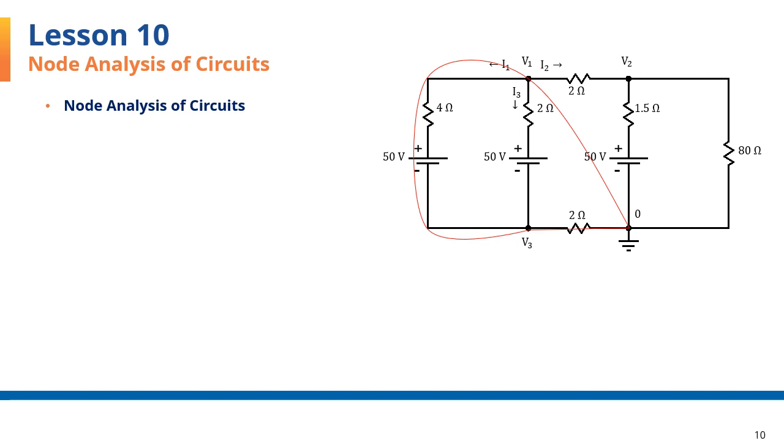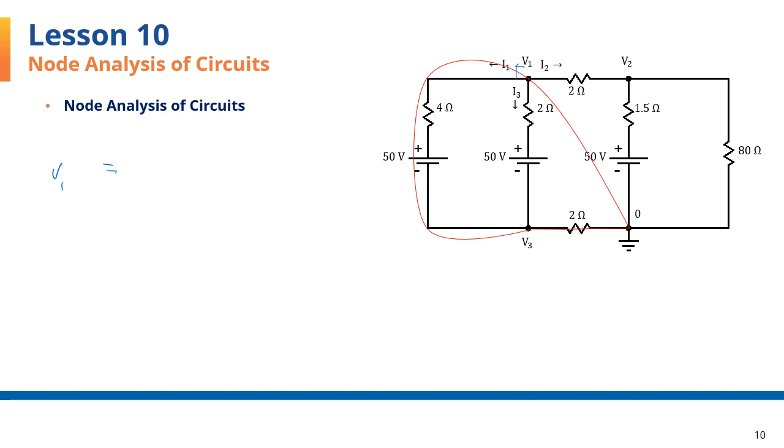Here is our first loop going from node 0 to node 1 and back to node 0. This one leaves node 1 through the branch marked with I1 for this current. As I go around this loop, I'm going to write voltage rises on the left side of an equation and voltage drops on the right side of the equal sign and add them together. As an example, starting from node 0, going through node 1, I have a voltage rise of V1, so I'm going to write that on the left-hand side of an equal sign.